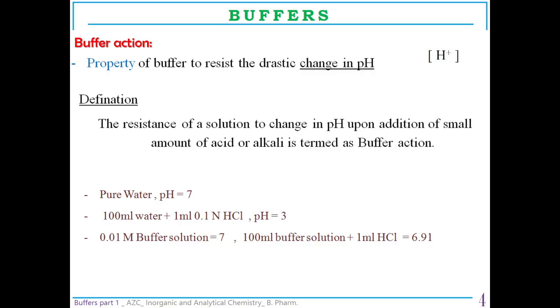Let us take an example. If you add 1 milliliter 0.1 normal HCl in 100 milliliter water, pH will drastically change from 7 to 3. But if this 100 milliliter water is buffered, say for example 0.01 molar buffer solution with 7 pH, when you add 1 milliliter of HCl, buffer will resist the drastic pH change, and pH level is maintained nearly same.